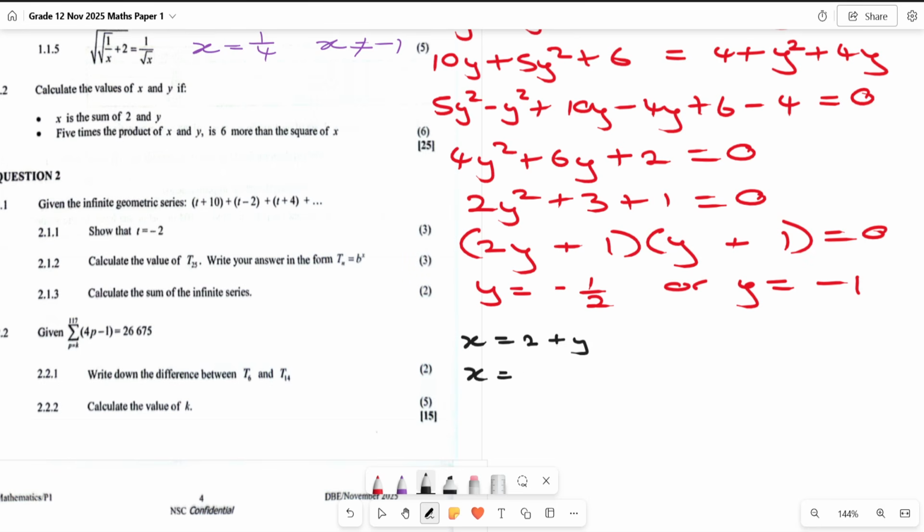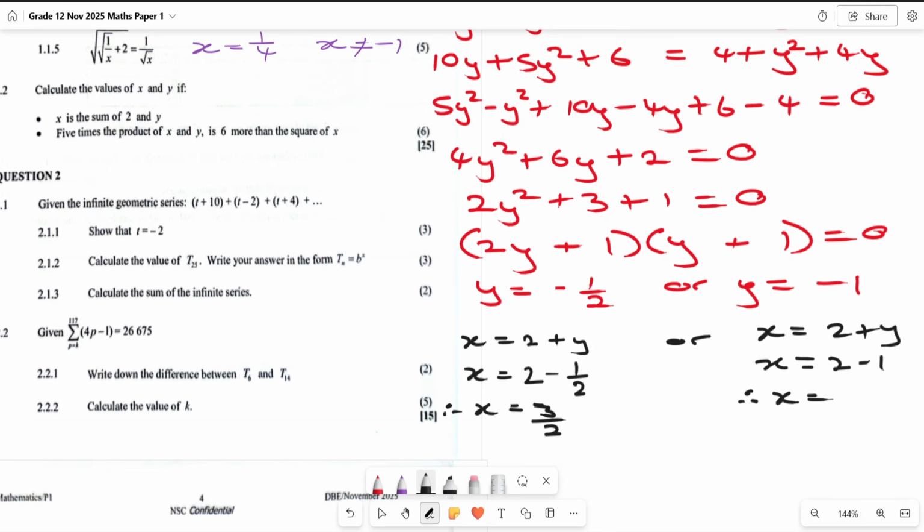So x is equal to 2 minus 1 over 2. Therefore, x is equal to, watch this, going to be equal to 3 over 2. Or x is equal to 2 plus y, but when y is minus 1, that's 2 minus 1, right? Therefore, x is equal to 1.